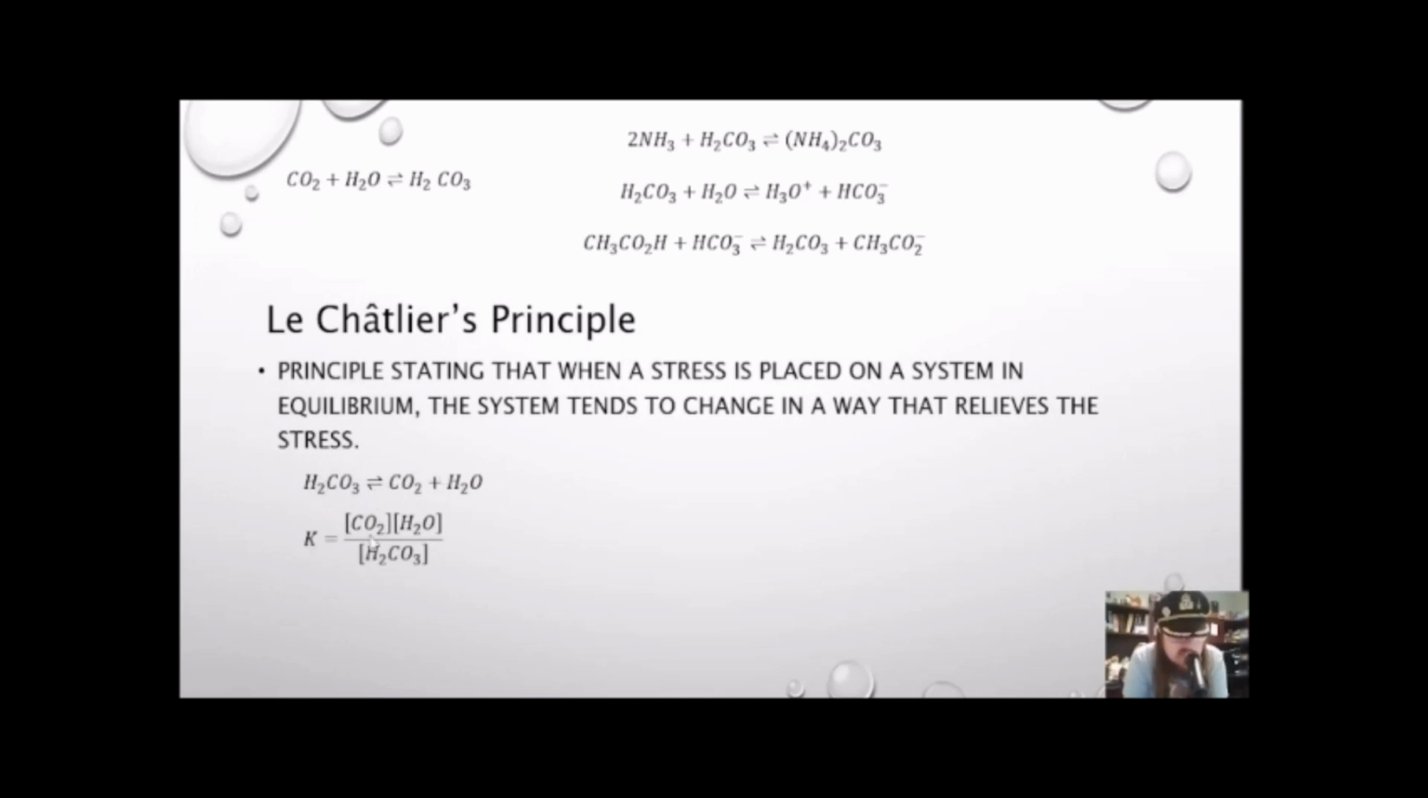We have a K expression here that looks at CO2, water, and carbonic acid. If one of these values goes up, the value on the other side must go up to match it, to relieve that stress. If one of these values goes down, the other must go down. These will essentially be kept at equilibrium. As I replace one, I change the other.